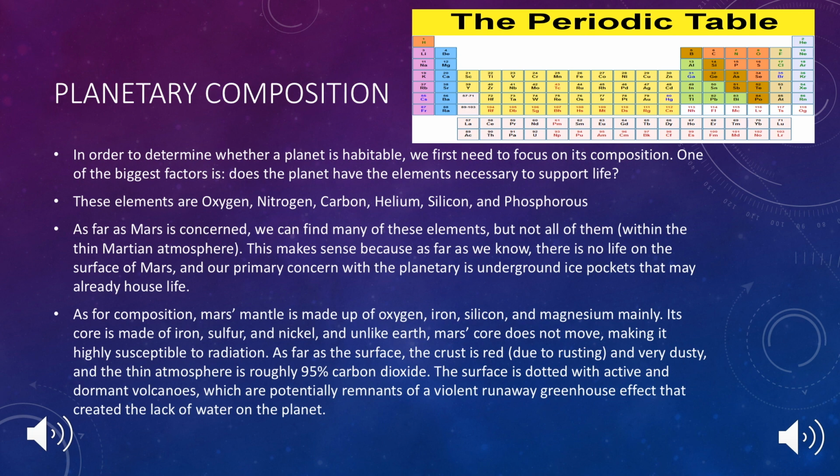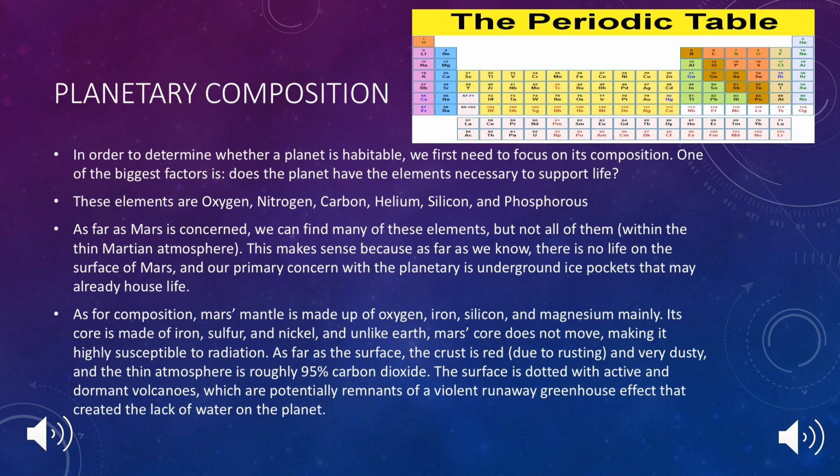First, we take a look at planetary composition. In order to determine habitability, we need to determine if a planet houses the necessary elements to support life. These are silicon, phosphorus, oxygen, nitrogen, carbon, and hydrogen, or SPONGE abbreviated. Mars contains almost all of these elements, but that doesn't cut it. In order to be considered habitable, a planet needs to possess all of these elements. And we're pretty sure that the Martian surface is uninhabitable, right? But there are exceptions to any rule, as we'll find out later.